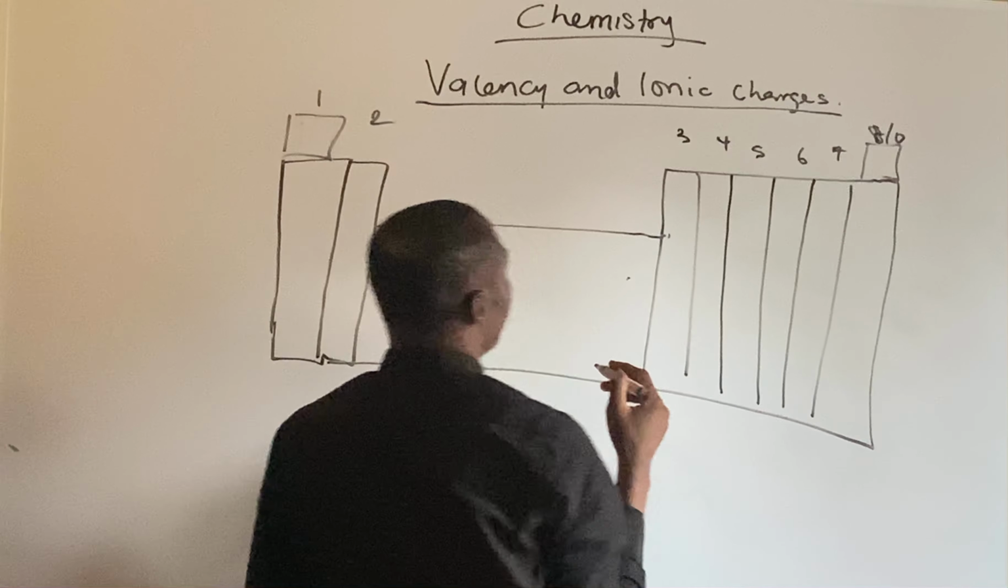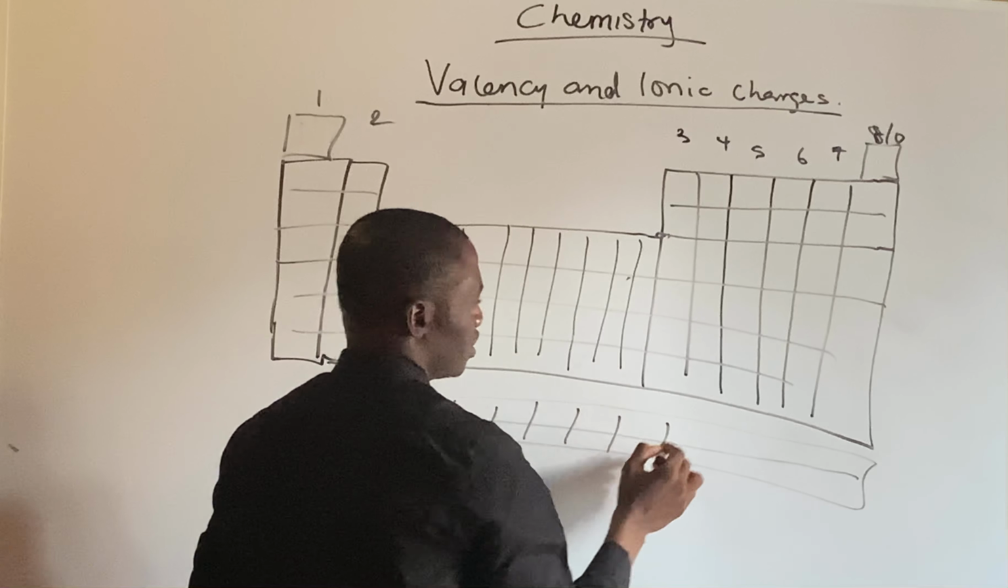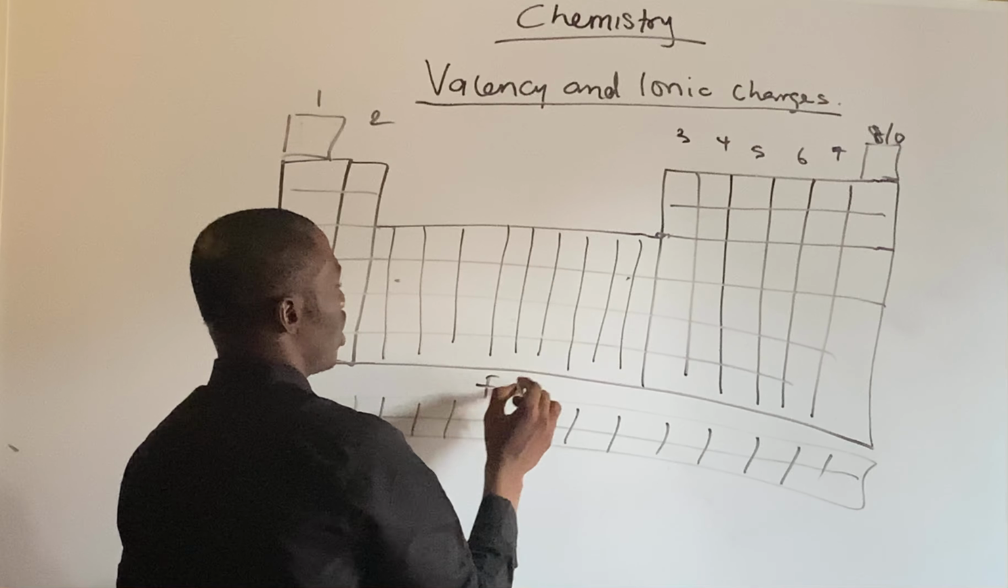Now, we're going to fill the elements in this periodic table. And then we have the transition metals, which are 10 columns: 1, 2, 3, 4, 5, 6, 7, 8, 9, 10. All right. Now over here we have the F block elements. So this is called the F block. This is called the S block. This is called the D block, or the transition elements, and this is called the P block.